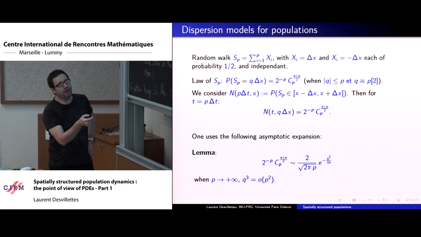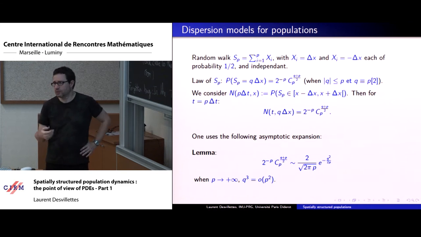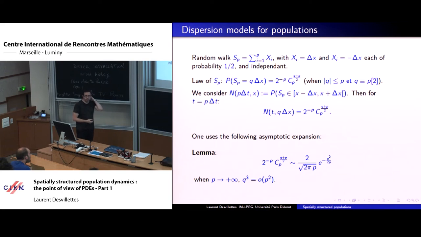So here p will be a variance, and you have this 2 over square root of 2 pi p, which is also something you naturally find in the diffusion equation. Okay, so you can just assume that this lemma is true. It's not a very complicated computation, but it needs maybe 20 minutes to get it. It's not that easy. You have to go far in the expansion to get the first term, in fact.